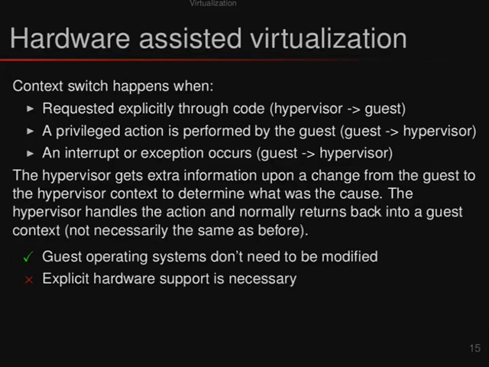So the advantage of this approach is that the guest operating systems don't need to be modified, obviously, because you can just run them in this other context. The code has the ability to detect that it's running virtualized, but you don't need to modify the code to run. You can use stock Windows, install it in a VM, and it works. But explicit hardware support is necessary as a disadvantage.